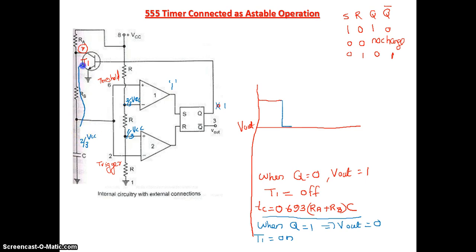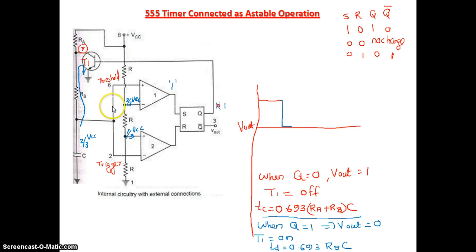The discharging path will be like this to ground. So the capacitor will discharge through RB, through the transistor, to ground. It is just like a short circuit now, the transistor, when it is on. So the discharging time of the capacitor is given as TD equal to 0.693 RB into C.